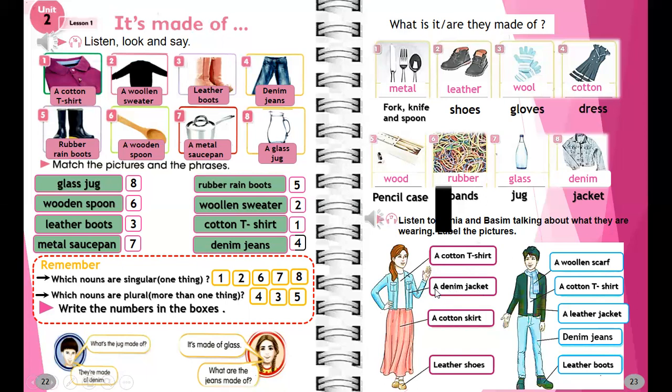And also here we say a denim jacket because jacket is singular. Also Dania is wearing a cotton skirt. A cotton skirt, يعني تنورة قطنية. We use a because skirt is singular. لاحظوا skirt مفرد، فلازم نحط الـ a: a cotton skirt.